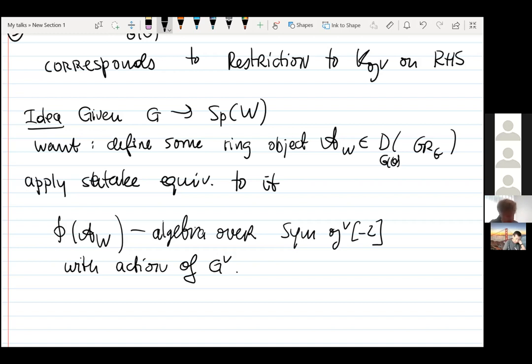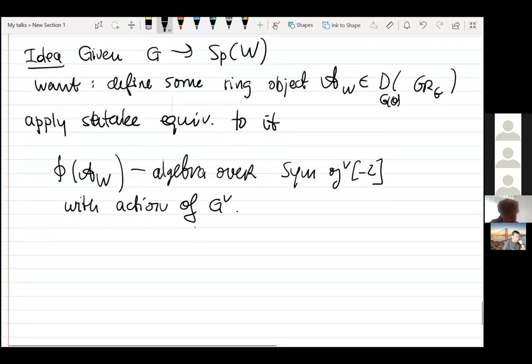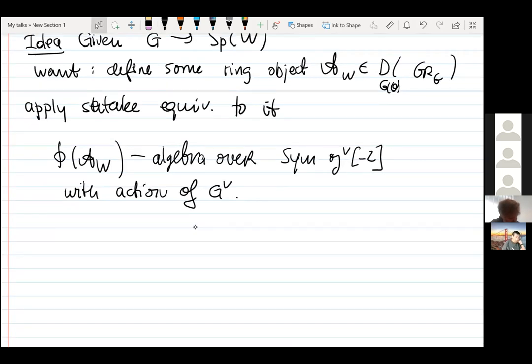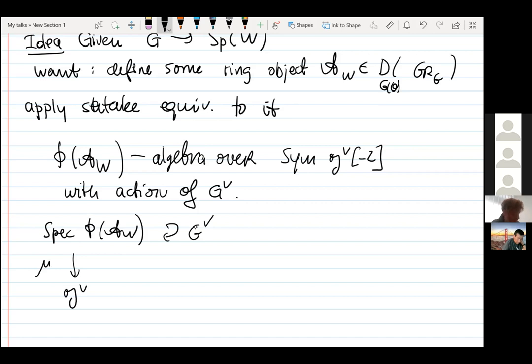So if we assume everything's commutative, then if we take its spectrum, it's going to be some affine variety because it's an algebra over this. First of all, it's going to be conical because it will have some C star action because of the grading, but let me ignore this. More important is that it's endowed with an action of G check and it has something like the moment map. So it has a map into here.